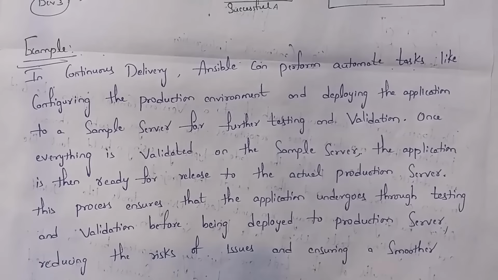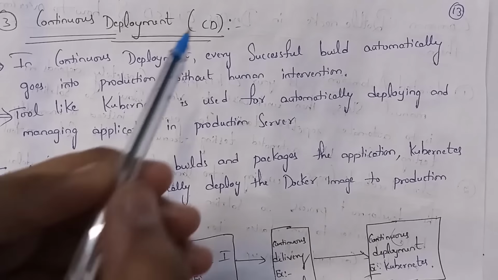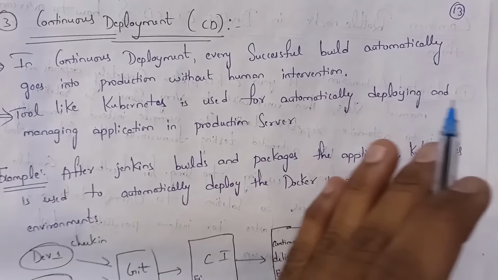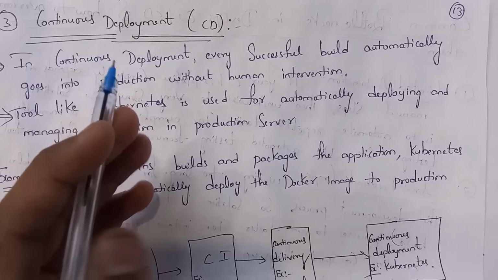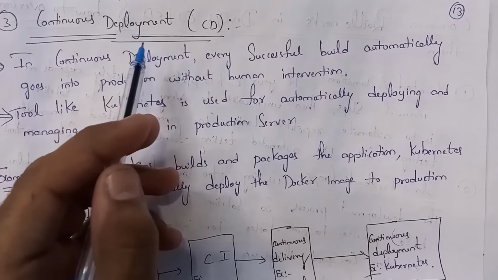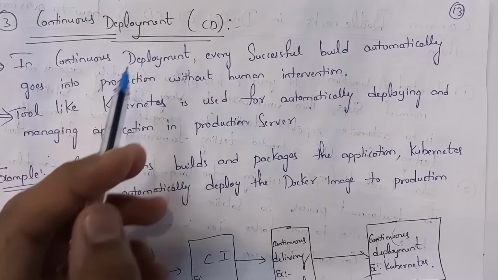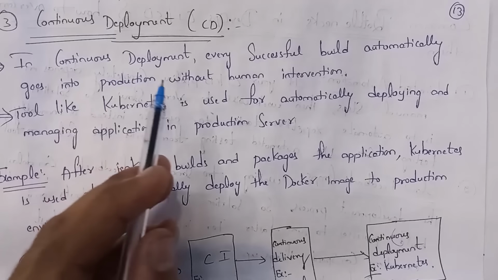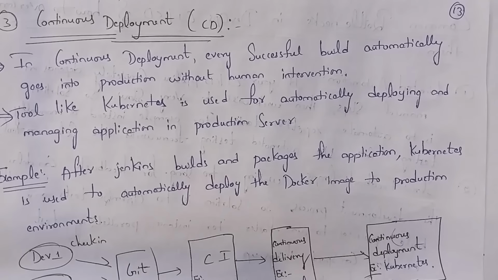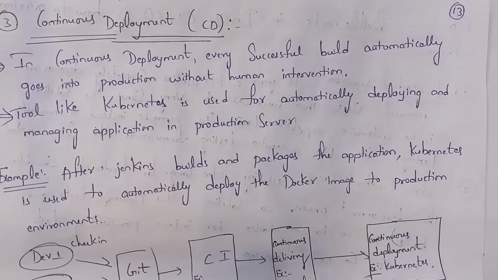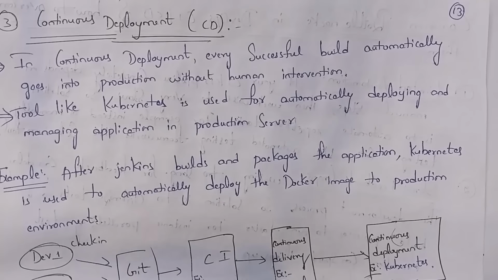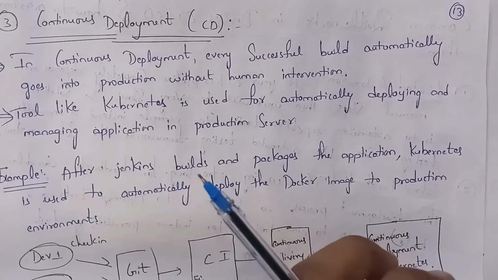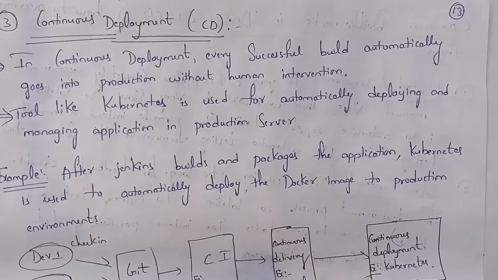Next I will explain what continuous deployment is. Guys, CD stands for continuous delivery and continuous deployment. Continuous delivery is nothing but placing our application in a sample server, whereas continuous deployment is nothing but placing our application into the actual production server. If we place our application into the actual production server, all users can access that application. For example, if you consider the Amazon application, we all can access it because that application is present in the production server. So whenever we place any application in the production server, all users can access that application.